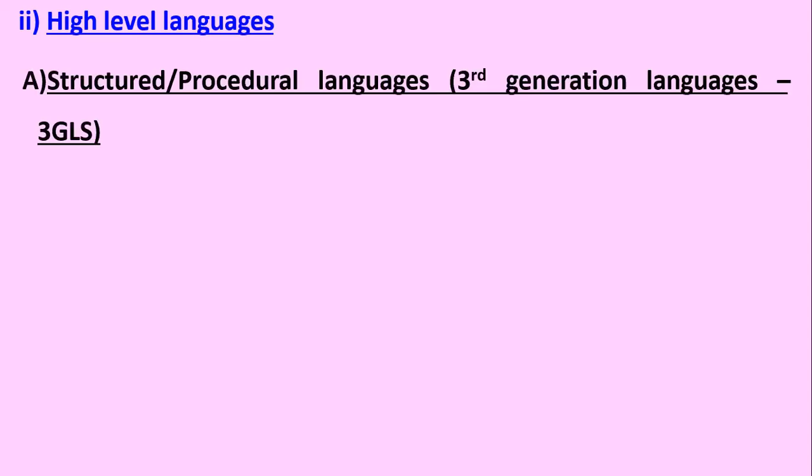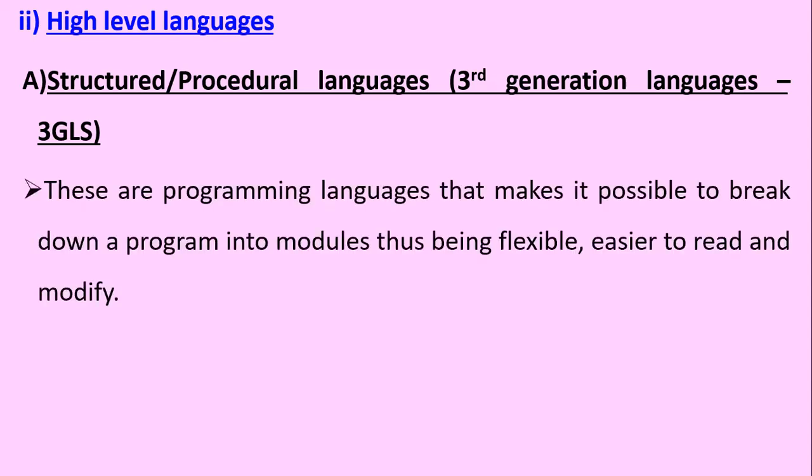Let's now focus on high-level languages. We begin with looking at structured or procedural languages, which we normally refer to as the third generation languages or 3GLs. When we talk about structured programming languages, we are referring to programming languages that make it possible to break down a program into modules, therefore being flexible, easier to read, and modify.